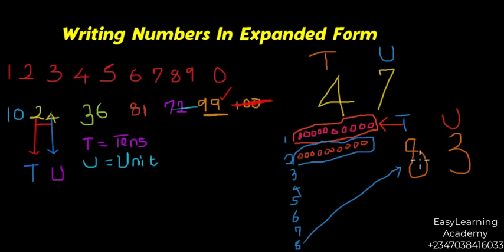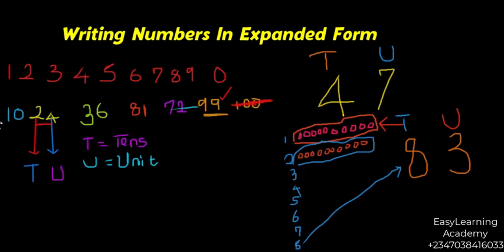So each number under tens is made up of groups of 10. So if we have 8 here, it means you're going to have these groups of 10 in 8 places, because the number here is 8. What if it is 4 under tens? How many places are you going to have the groups of 10? You're going to have it in 4 places.